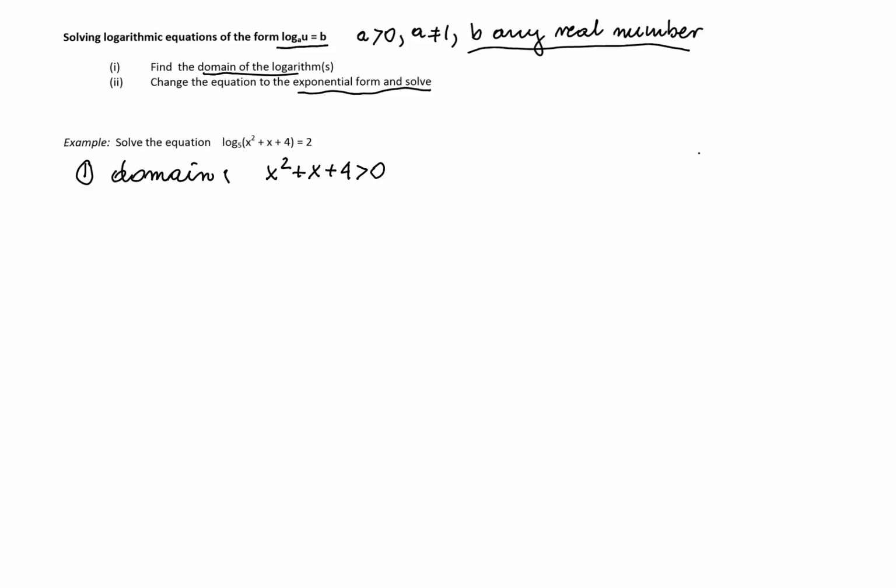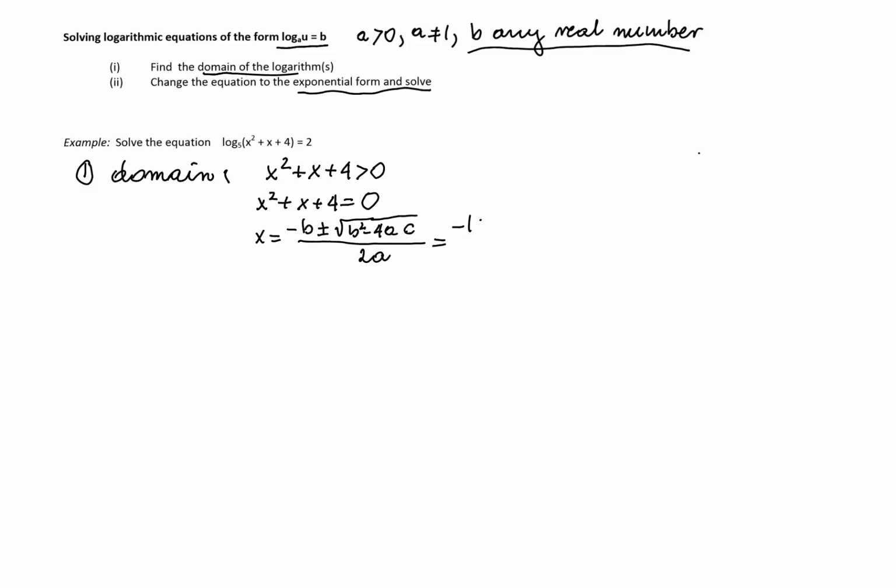To solve this inequality, which is a polynomial inequality, we'll solve the equation x squared plus x plus 4 equals 0, and then we'll determine the sign of that left-hand side on the number line. So if I want to solve this equation, this is a quadratic equation, I cannot factor it, so I will use the quadratic formula. It's negative b plus or minus square root of b squared minus 4ac over 2a.